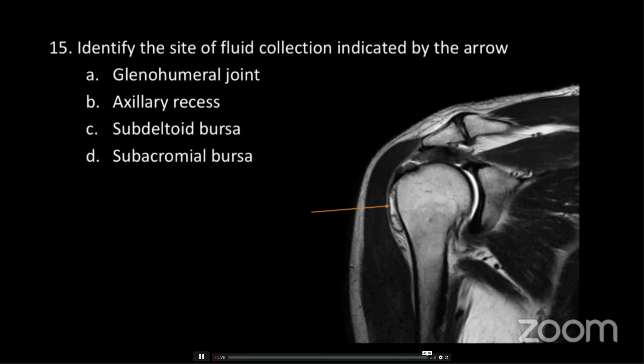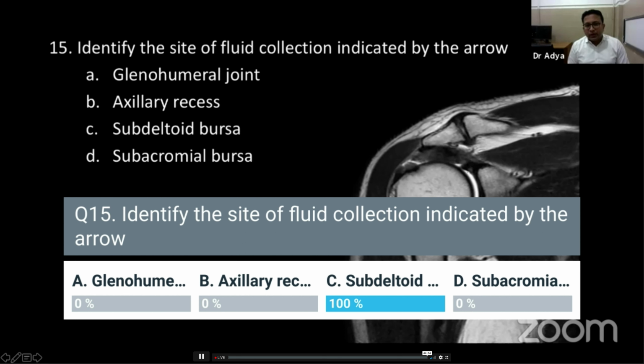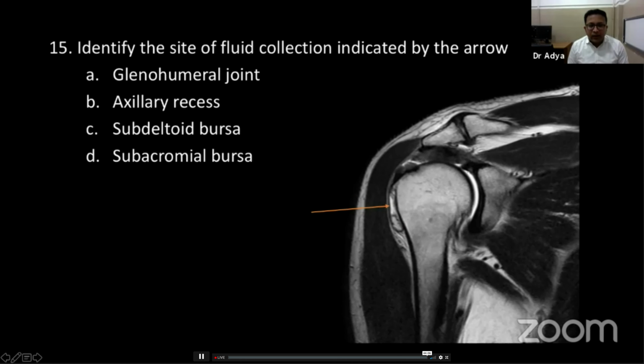In fact, subdeltoid bursa and subacromial bursa are usually taken together as the subacromial subdeltoid bursa. But since the arrow was to the subdeltoid bursa, the answer will be C, subdeltoid bursa. Now, in case of a tear of the supraspinatus tendon, this subdeltoid or subacromial bursal fluid collection may communicate into the glenohumeral joint, causing glenohumeral joint traumatic fluid collections as well.